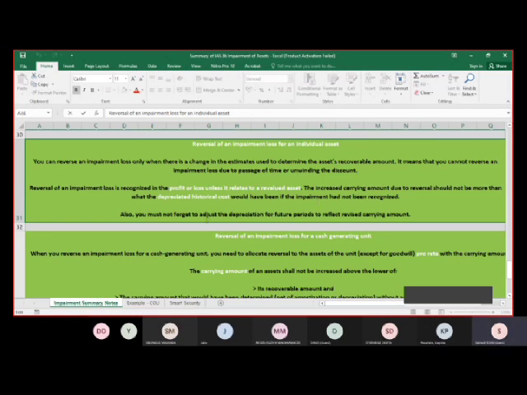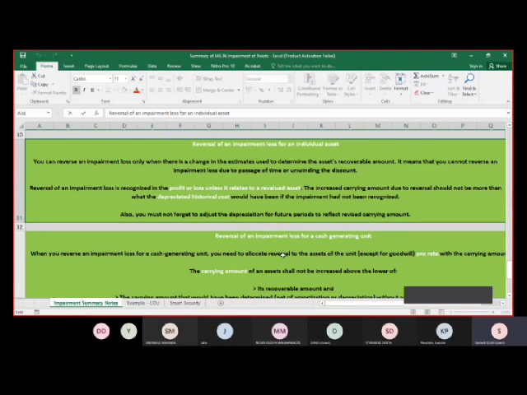So don't forget that, especially most of the time when you do the reversal, make sure that you calculate the carrying amount of the asset excluding impairment, then you reverse the impairment. But make sure when you reverse the impairment, you limit your reversal to the historical cost of that asset, meaning the cost minus accumulated depreciation, meaning the carrying amount excluding the impairment. Also, you must not forget to adjust the depreciation for future periods to reflect the revised carrying amount. So in this case, obviously, the remaining useful life might have changed.